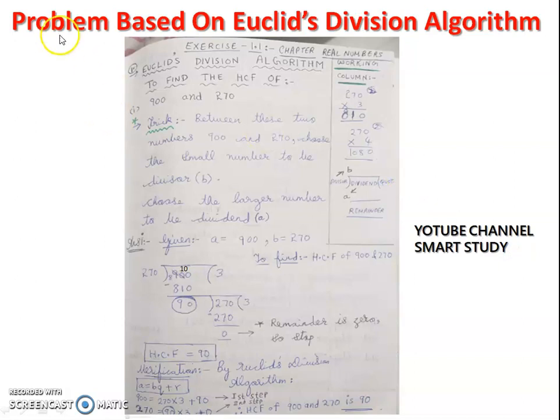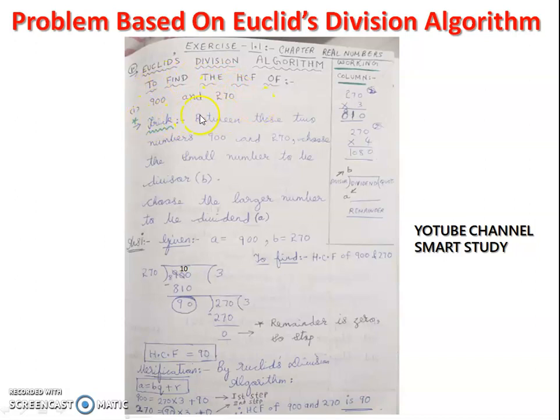Now let us see the problem based on Euclid's division algorithm. This problem is taken from exercise 1.1 of the SCERT textbook. And in this problem, it is asking you to find out the HCF of 900 and 270. So we will have two numbers. As we know, it is Euclid's division algorithm. We have to find out the HCF by dividing, right? So one will be dividend, another one will be divisor. So which is dividend and which is divisor?